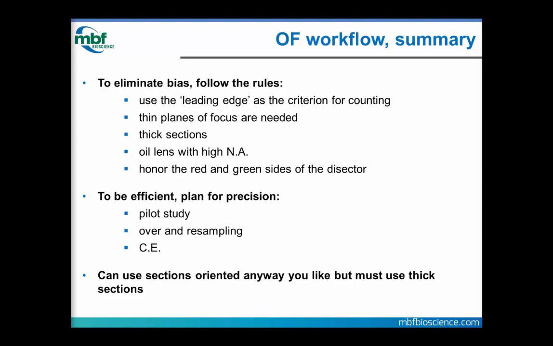So in summary, to eliminate bias, we have to use thick sections, 20 microns, 25, 30 microns, when we're looking at cells that are around the size of a typical biological cell, like you're going to see me do today. We want to use the tops of the cells. We need to have thin focal planes, and for the size of the cells I'm looking at today, it means using an oil objective. We need to honor the red and the green sides of the dissector or the counting frame. To be efficient, we want to plan for precision.